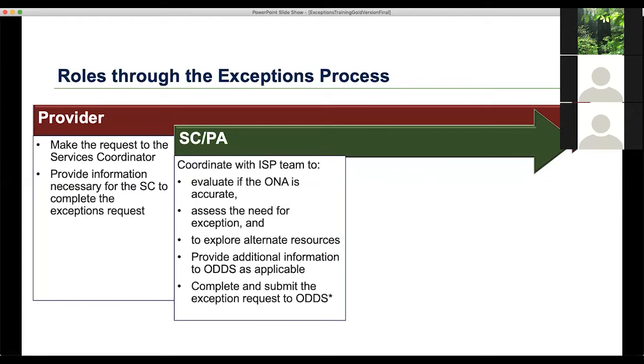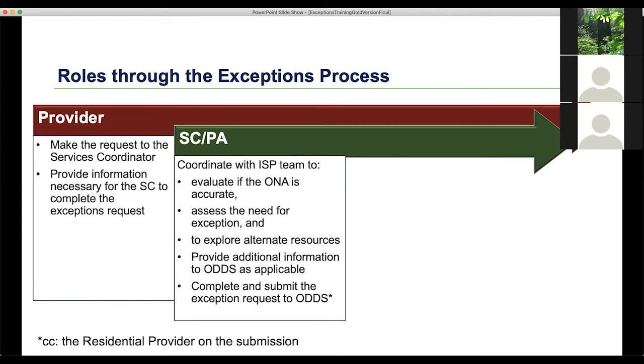What are other ways to look at the situation? And then they're going to be submitting that exceptions request, as well as providing additional information to ODDS. So one of the things that we'll find as we've updated our new form is that we've really tried to streamline, and we've really tried to ask targeted questions so that it's not this back and forth that can be very timely, both in the amount of staff time utilized as well as time frame to get a decision.